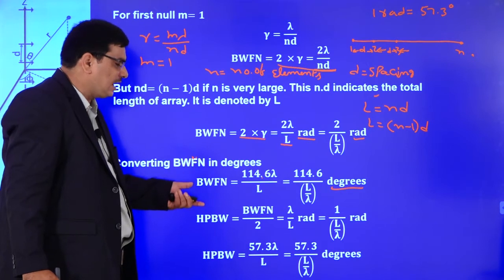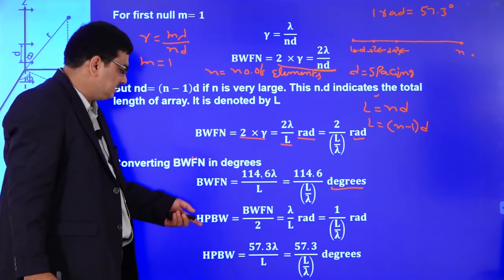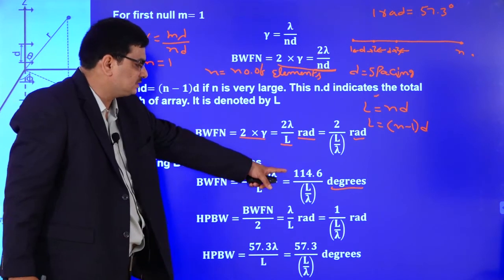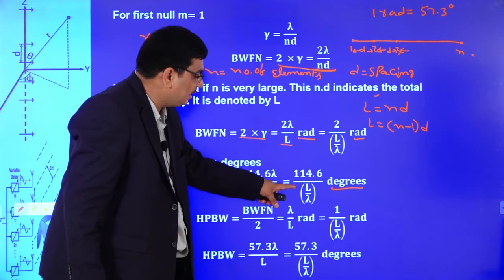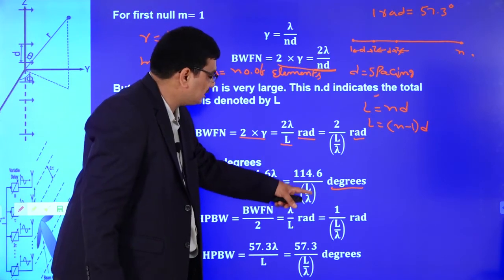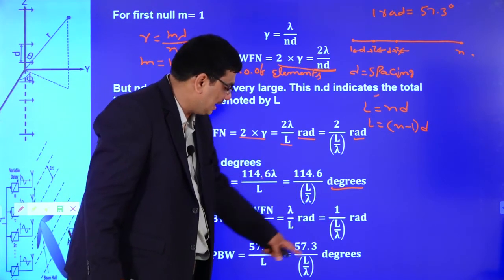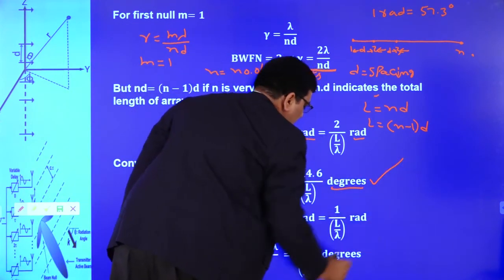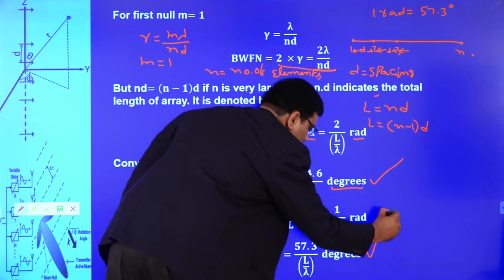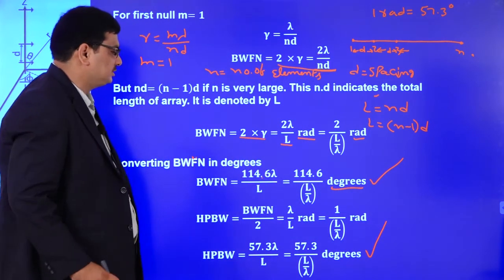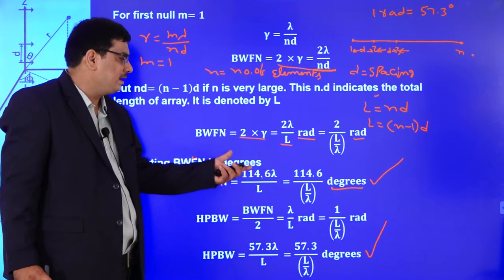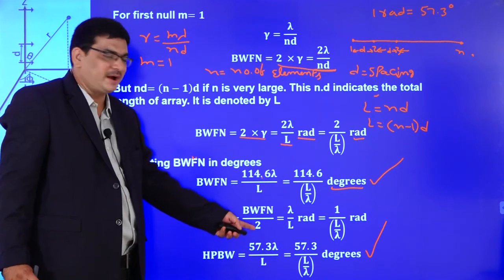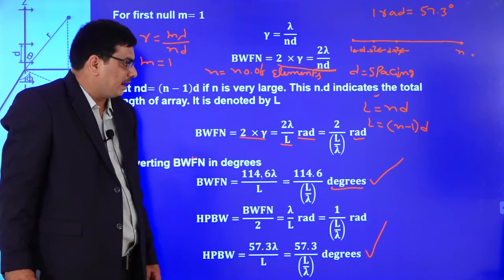If you want to find the half power beam width, it is equal to first null beam width by 2. So this becomes 57.3 by (L by lambda). These are the two expressions: first null beam width is equal to 114.6 by (L by lambda) in degrees, and half power beam width is equal to 57.3 by (L by lambda) in degrees.